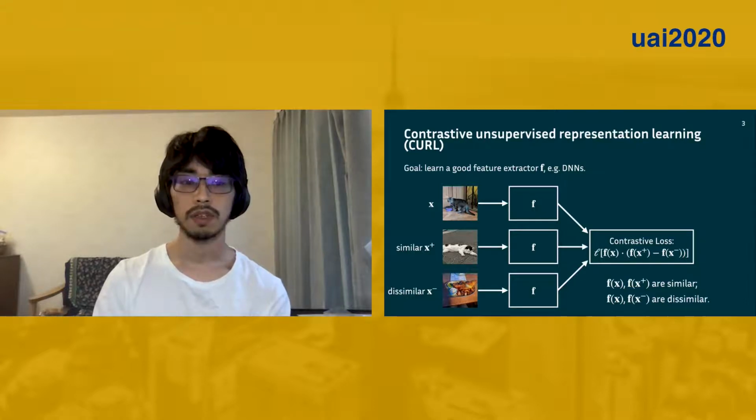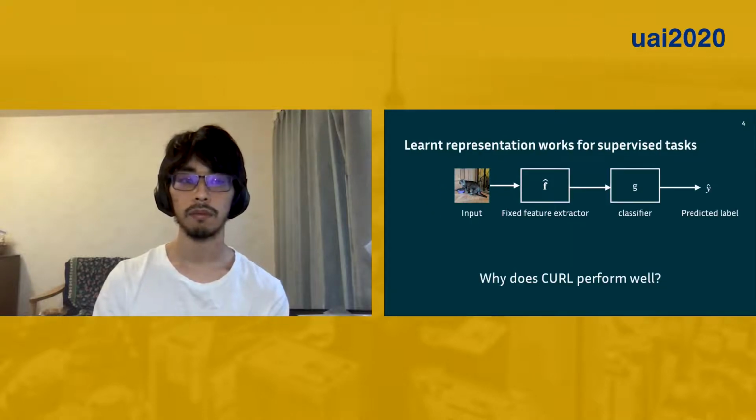In this context, similarity depends on the definition of the contrastive loss l. In our paper, a higher inner product means more similar. Learned feature representations are used for downstream tasks such as classification or regression. In the downstream task, the learned f is fixed and we only train a classifier g, such as a linear classifier or another neural network. In practice, this supervised performance is really good even if we use a linear classifier.